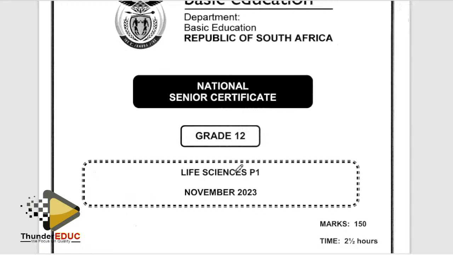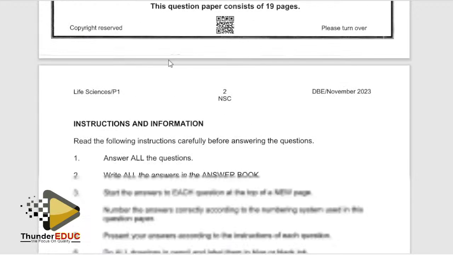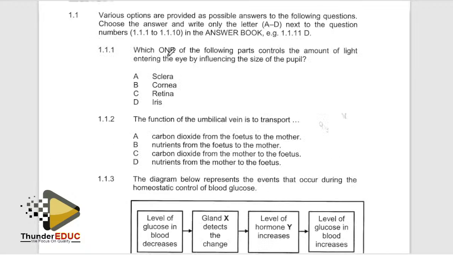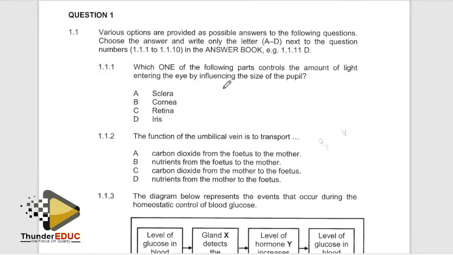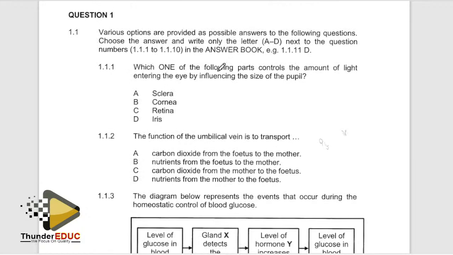Many people are saying that the paper was simple. Yes, it could be. But let's find out how simple it was. Based on our prediction, we found out that 95% of our prediction for paper 1, everything came. And make sure that you watch the prediction for paper 2 because I've already done it this evening.